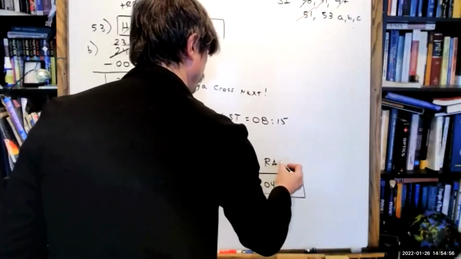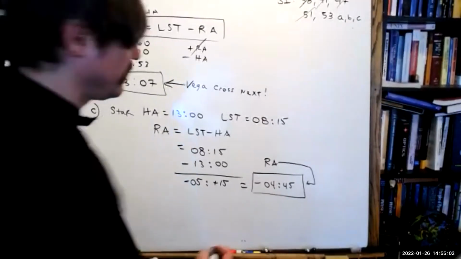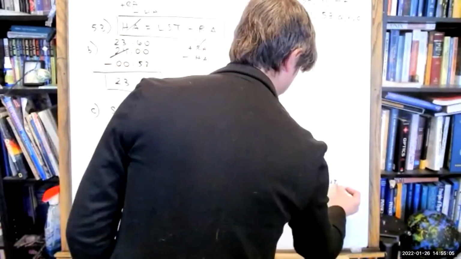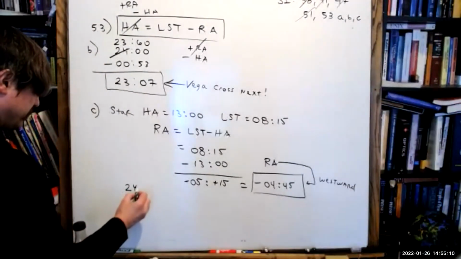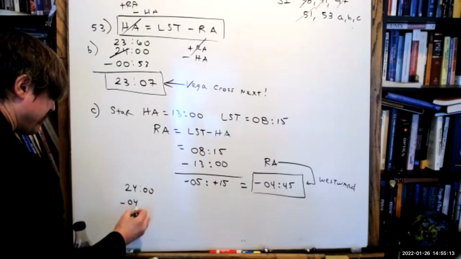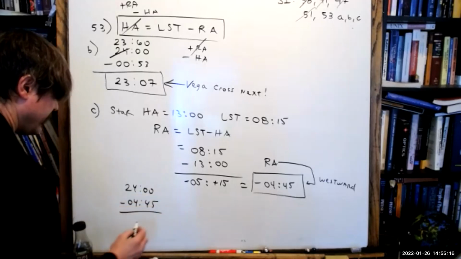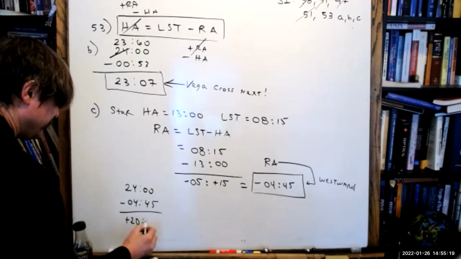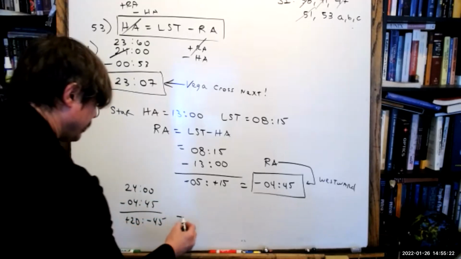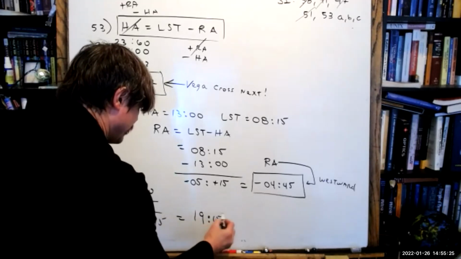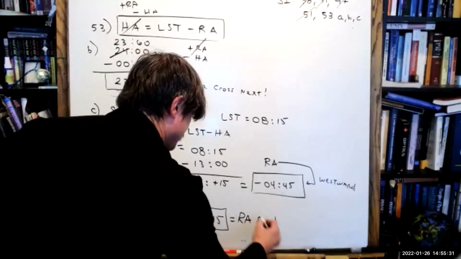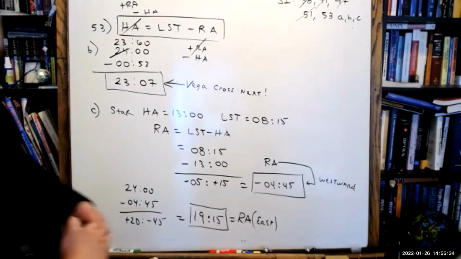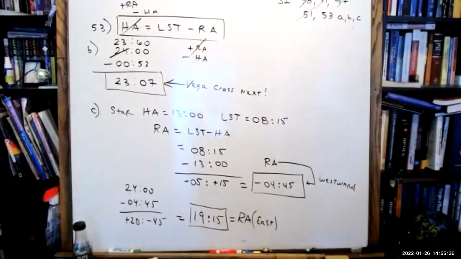One problem though. Right ascensions are usually measured eastward from the spring equinox. The negative means it's being measured westward. To convert to a proper RA, add 24 hours. 24 minus 4:45 gives you positive 20 and negative 45, and that will equal 19 hours and 15 minutes. That's the eastward right ascension, which is what we want. Right ascension shouldn't be negative, in other words.